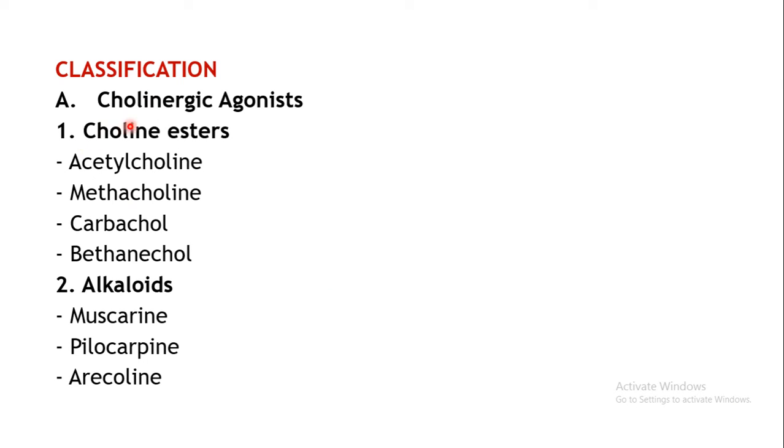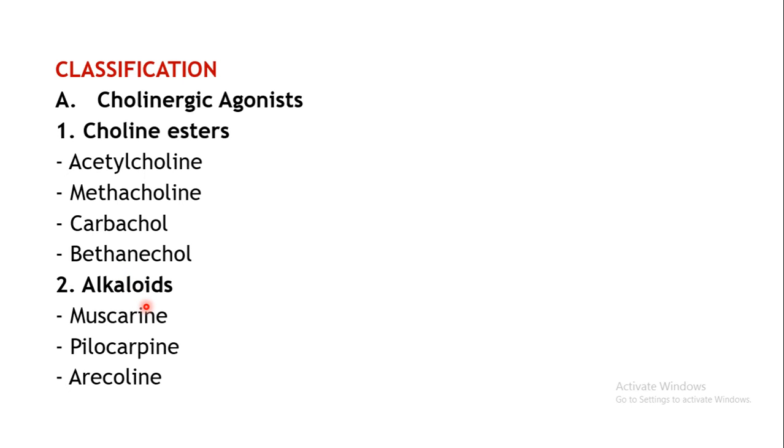So coming to the classification. As I've told you earlier, the first type of cholinergic drugs are cholinergic agonists. These will go and bind to the receptors. Again, these are of two subtypes. Choline esters, that is acetylcholine, methacholine, carbachol and bethanechol are the examples, and the second one is the alkaloids, which are obtained from natural sources.